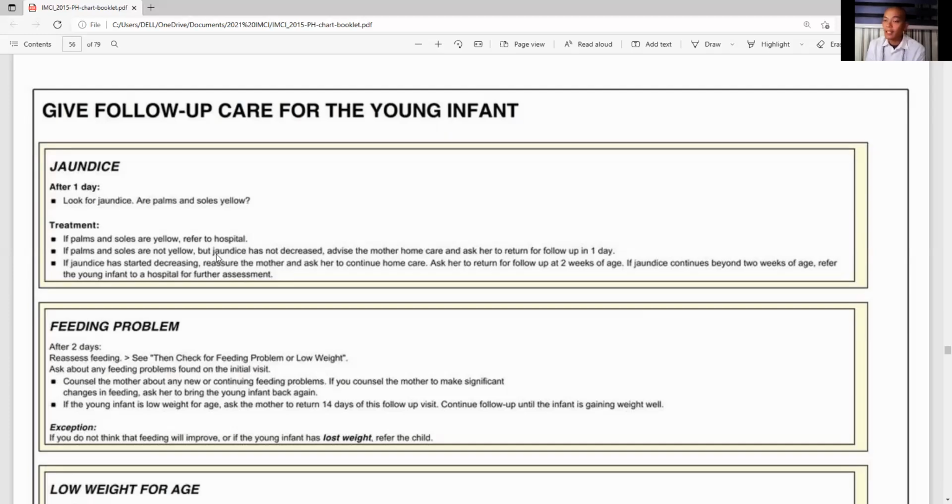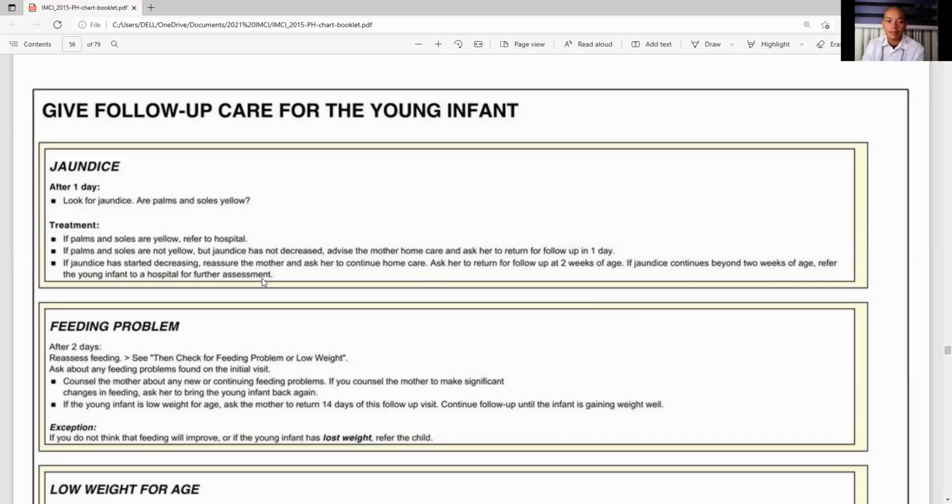If the palms and soles are not yellow anymore because of the treatment that we did above, decreased, okay, follow up again. Ma'am, balik po ulit kayo bukas. If jaundice has started decreasing, reassure mother and ask her to continue home care. Ask to return after 2 weeks of age. If jaundice continues beyond 2 weeks of age, I think this is more on a newborn child.